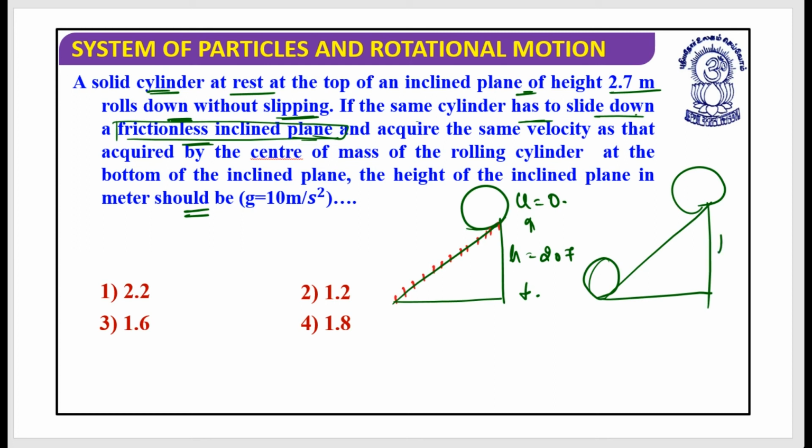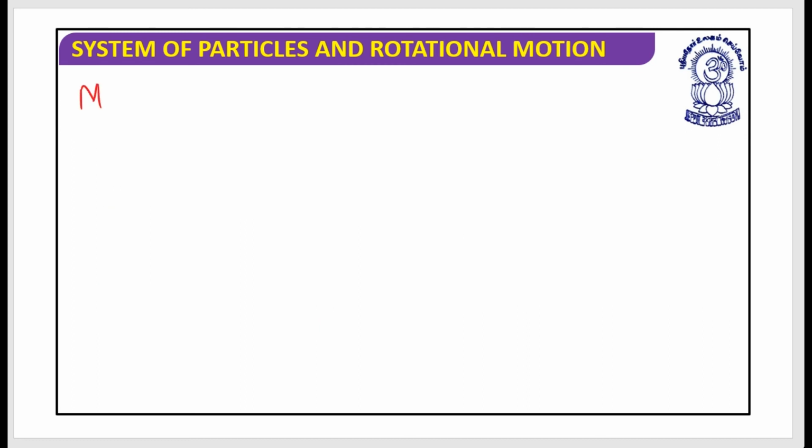So what I understand is that this is h, and this change in potential energy would be converted to the kinetic energy. Yes. So how can I do this? It's mgh, and it's a rotational kinetic energy. It's half mv square into bracket 1 plus k square by r square.